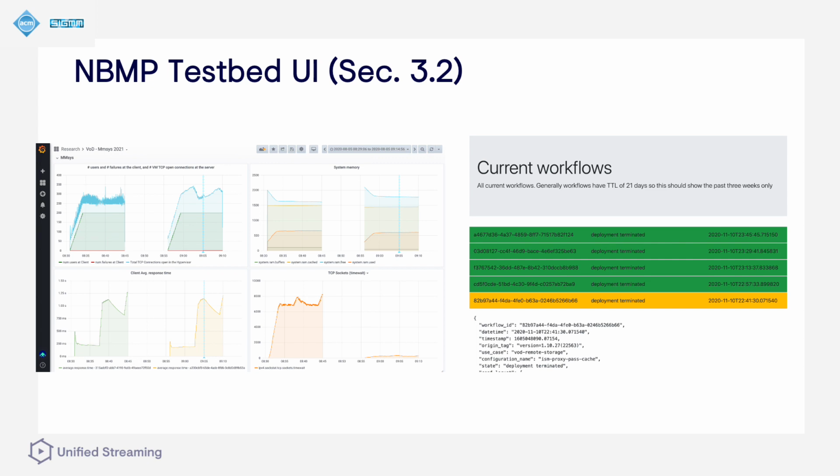The following figures provide examples of the NBMP testbed UI. On the left side, we provide an example of some of the time series metrics using Grafana software. And on the right side, we provide a dashboard of workflows which provides important information regarding the state of the workflows. For example, the time the workflow was initialized, the configuration information of the workflow, if there was a failure during the configuration or the testing, and much more information for analysis of the workflow.